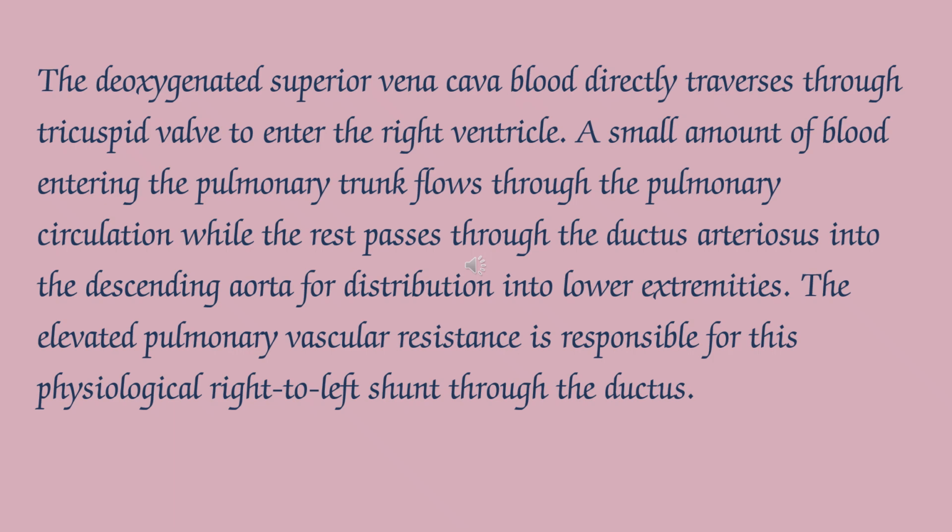Because of that, a small amount of blood enters into the pulmonary trunk, and through the ductus arteriosus, which is between the aorta and pulmonary trunk, it enters into the descending aorta and supplies the lower portion of the fetus. That means mixed blood, oxygenated and deoxygenated blood mix, will be there. This blood will be supplied to the lower extremities of the fetus.